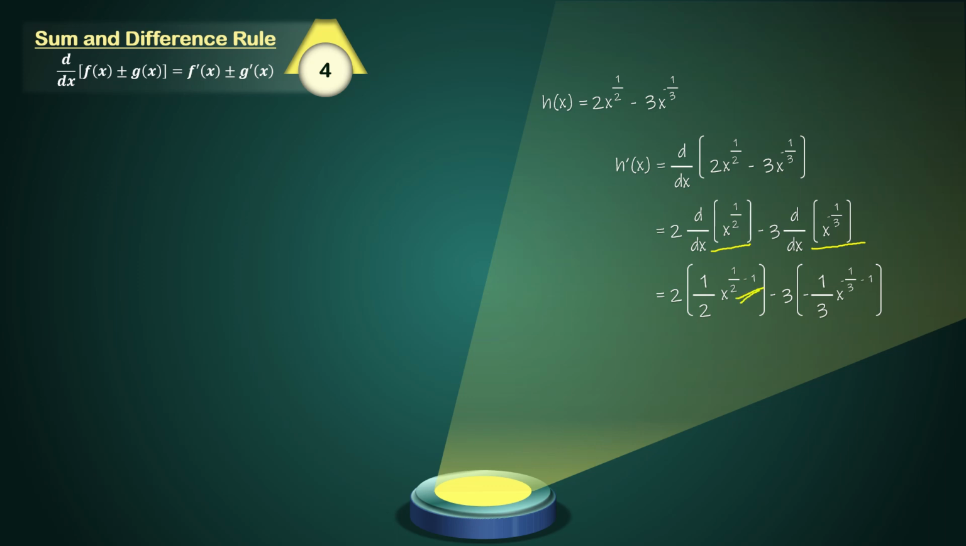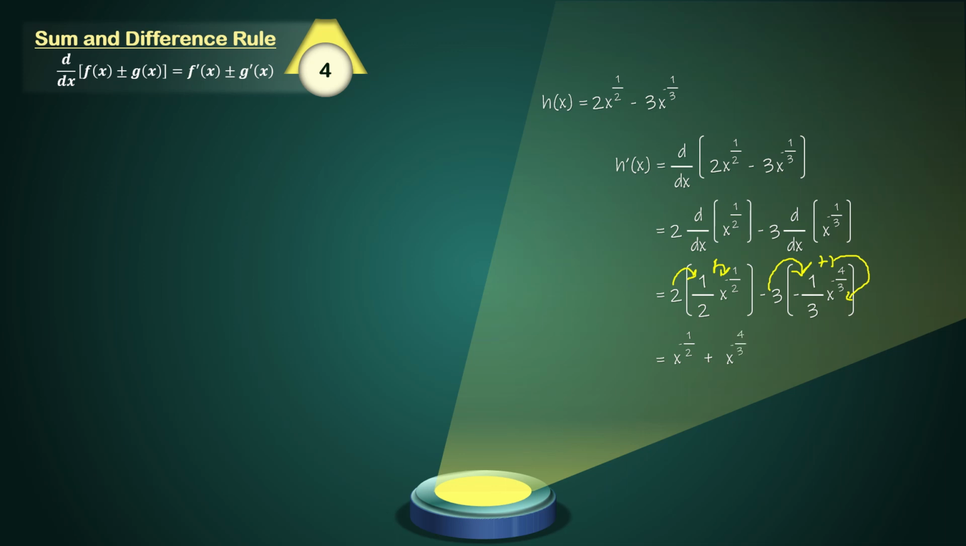The difference of 1/2 and 1 is negative 1/2, and the difference of negative 1/3 and 1 is negative 4/3. Simplify each term. The product of 2 and 1/2 is 1, multiplied by x raised to negative 1/2, which is x raised to negative 1/2. And the product of negative 3 and negative 1/3, which is positive 1, multiplied by x raised to negative 4/3, which is positive x raised to negative 4/3.